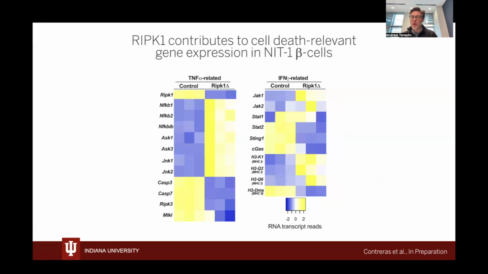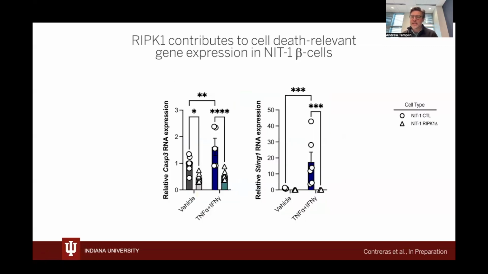We also performed bulk RNA-seq on these NIT1 control and RIP1 delta gene-edited cells, and we identified several genes that fall into categories that are TNF-related or interferon gamma-related genes. Some of these include, of course, RIPK1 itself, NF-kappa B, ASK, and JNKs, some cell death-related molecules like caspase 3 and 7, also RIPK3 and MLKL, which are necroptosis-related genes. Also interferon-related genes, including JAK, STATs, STING, cGAS, and some MHC molecules.